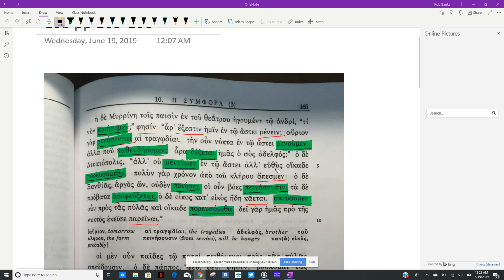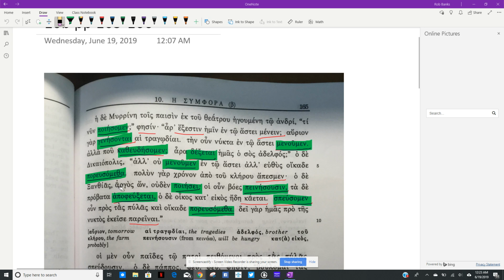But immediately, poreusometha, future, right? The S is your indicator. We will travel. We will go. Oikade, home. Gar, for. Apesmen, we are away. In English, you'll probably say we have been away, right? Polun chronon, that's accusative of extended time, right? How long have they been away? For much time. Apo tou klērou, out from the farm. We have been away for much time from the farm.